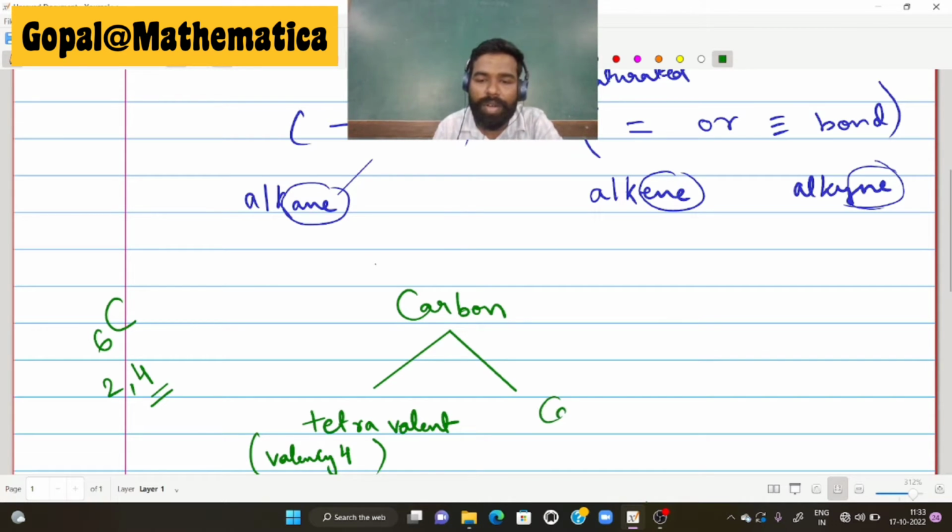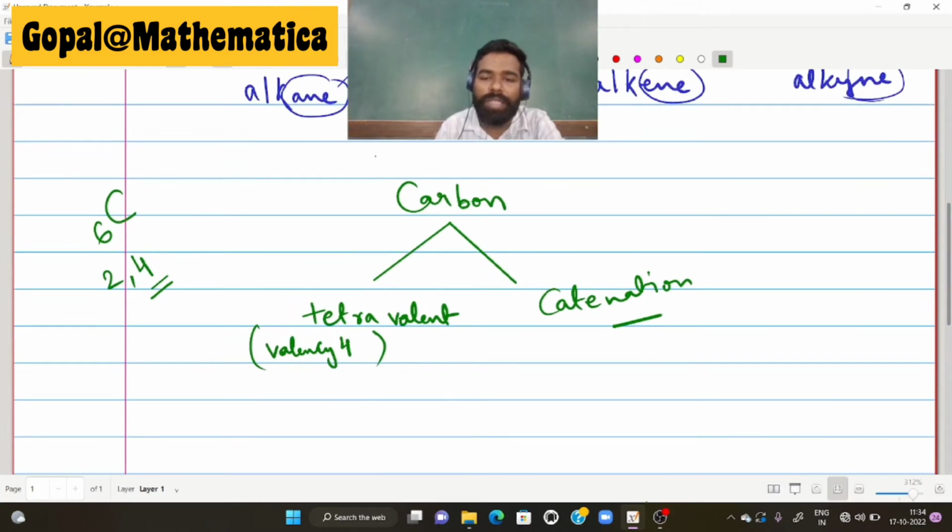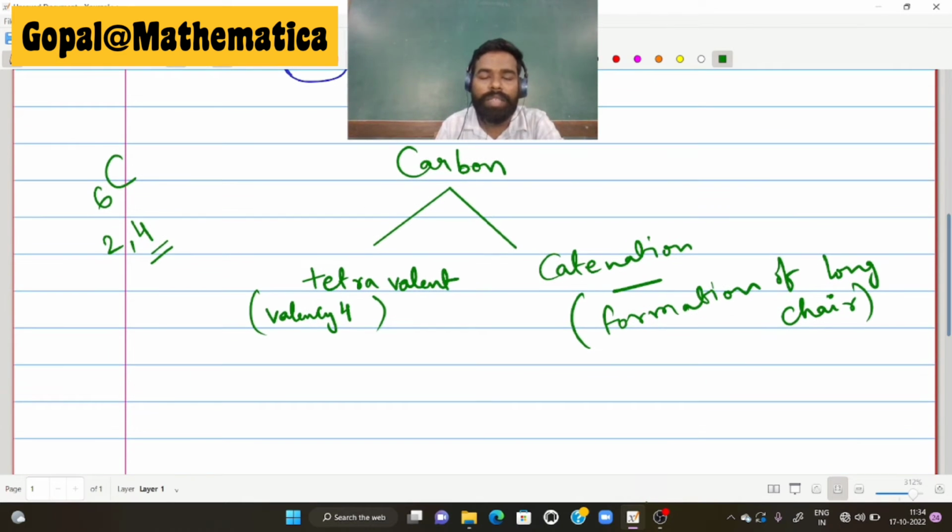The other property is called catenation. What is catenation? Catenation means the formation of long chains. Carbon does this very well. Even hydrogen does this, which we call hydrogen bonding, but in this chapter we are focusing on carbon bonding. So that is catenation, the formation of long chains.